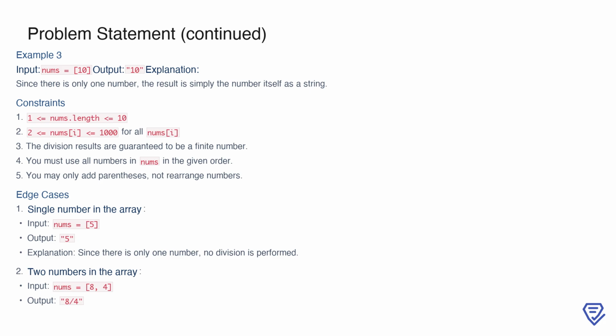The constraints for this problem specify that the array will always have at least one number, and all numbers will be between 2 and 1000. Importantly, we must use all the numbers in the array in their given order, and we are only allowed to add parentheses to control the order of operations. For instance, if the input is 5, the output would be 5. If the input has two numbers, such as 8, 4, the result is the straightforward division 8/4, which equals 2. These examples highlight how the rules differ depending on the size of the array.